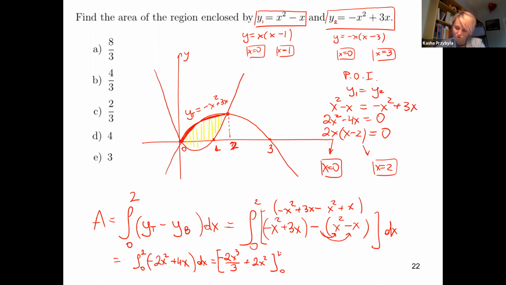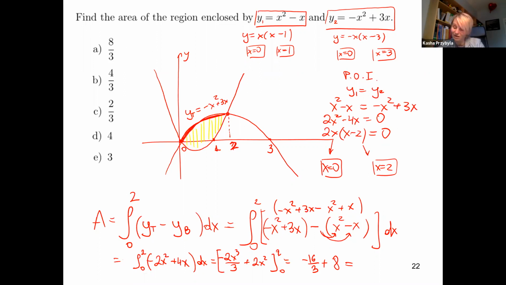Okay, 0 and 2. And we can substitute 2. 2 cubed is 8 times 2, 16. And then 2 times 2 squared, 4, 8, I think. And 0 will give me 0 because it's just x, just algebraic function.